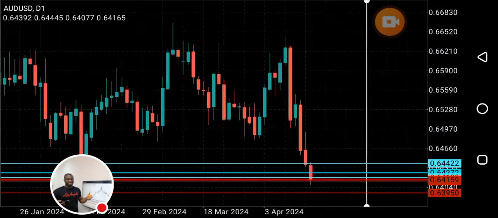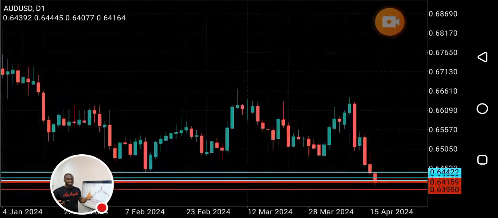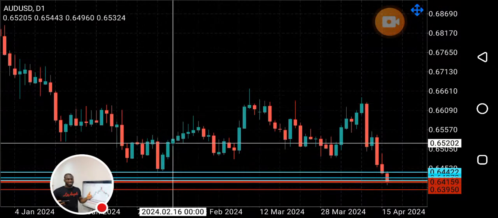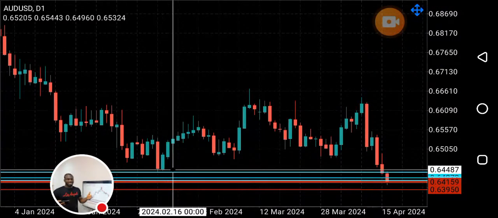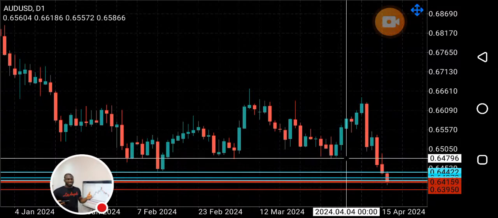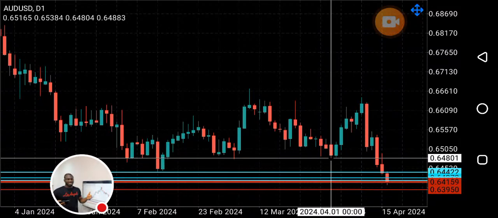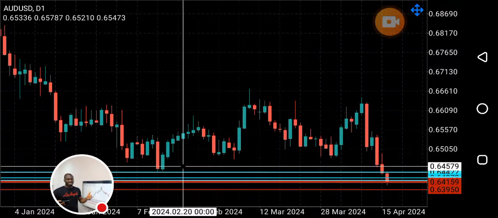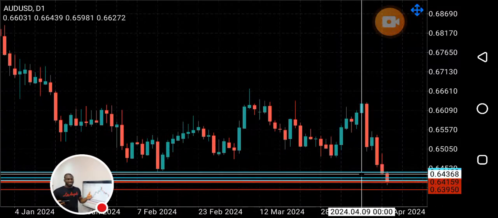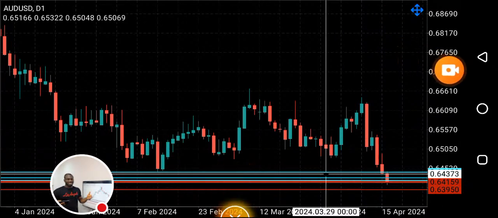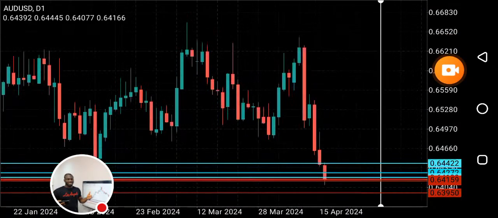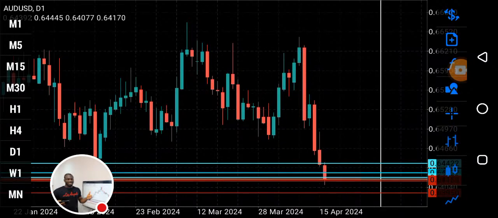So you can see, what they did yesterday was to clear liquidity at this previous low. Okay, they cleared liquidity at this previous low because a lot of stop loss orders were at this level and also at this level, so they had to clear liquidity. So what I'm waiting for now is for a bullish reversal pattern to form, either on a daily time frame or 4-hour time frame. That's what I'm waiting for.